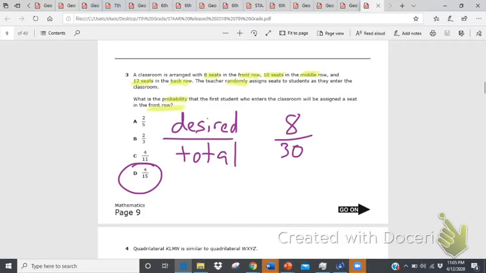Keep in mind, it could be represented by a fraction, by a decimal, or a percent, okay? Keep that in mind, please.